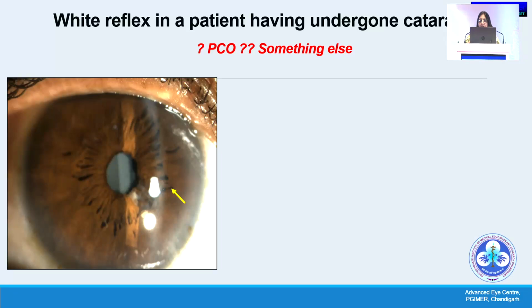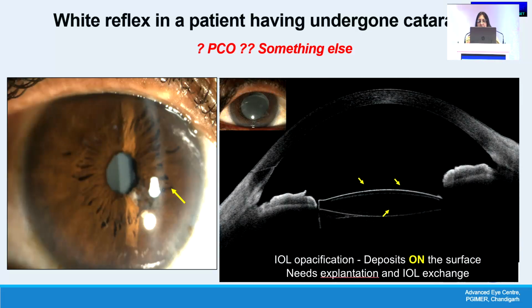This is another interesting scenario. So if we have a white reflex in a patient having undergone cataract surgery, it could be multiple things. It could be a PCO, an after cataract, or it could be something else. And this is where, of course, clinical examination is a must, but this is where it helps us. So this is a case of an IOL opacification, where there were deposits on the surface, and the internal part of the IOL is clear.